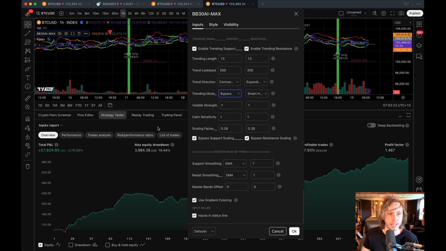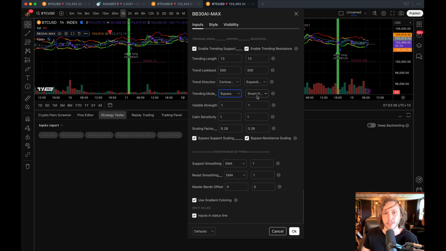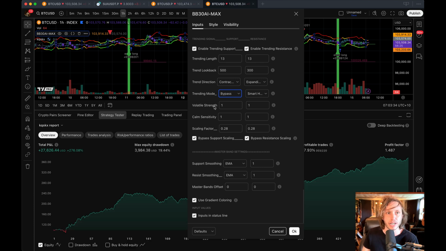Let's go ahead and go to bypass just to see. We're at 276 to see if it makes it better or worse. While it's doing that, I'm going to look at volatile strength and calm sensitivity. Something to note is these names might change. Let's see, 276. I think that's better, right? No, it's exactly the same. That's actually really interesting. Huh.